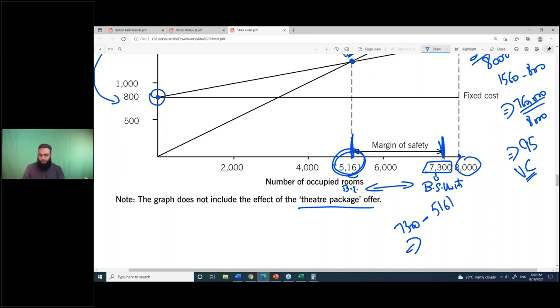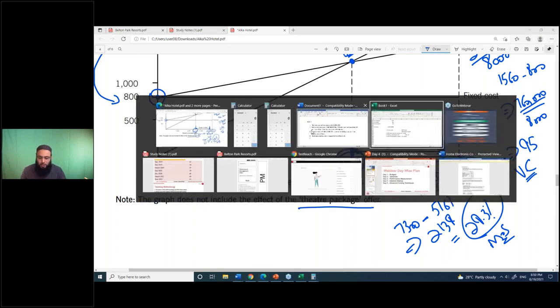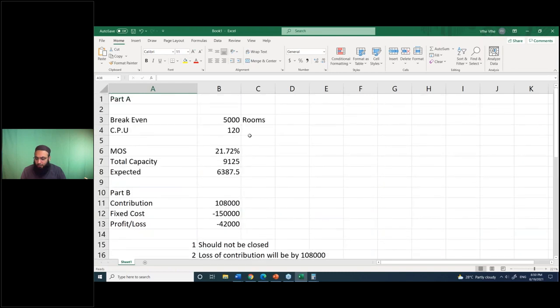7,300 minus 5,161. It's 2,139. And if I convert this into percentage, the answer that I'm getting here is 29.3% is margin of safety. So guys, 29.3% is your MOS, margin of safety. Now, previously your MOS was how much? Do we have the numbers? We do have. Previously, your MOS was 21.72, maybe 22%, and now it's 29%.